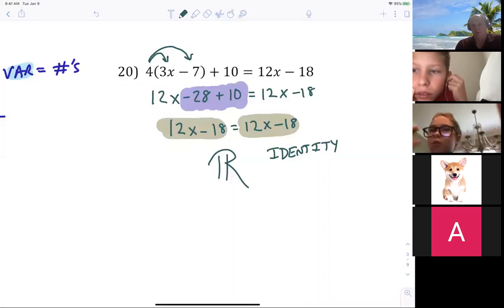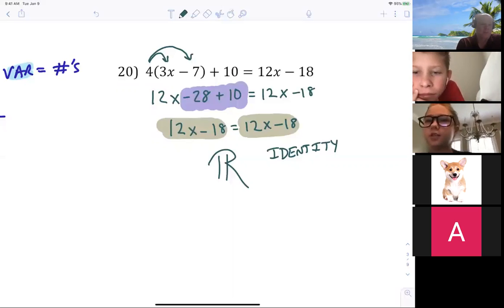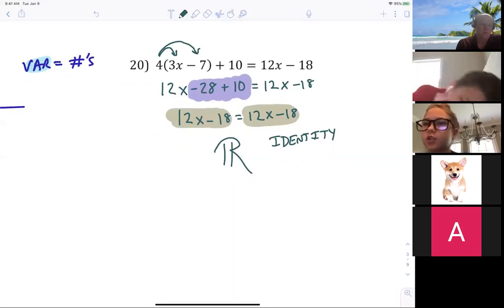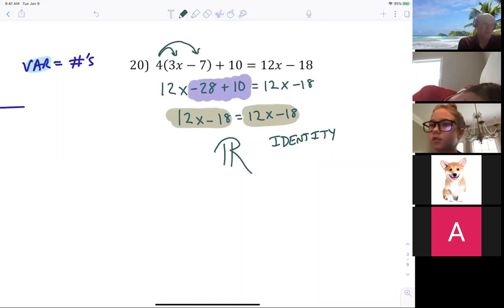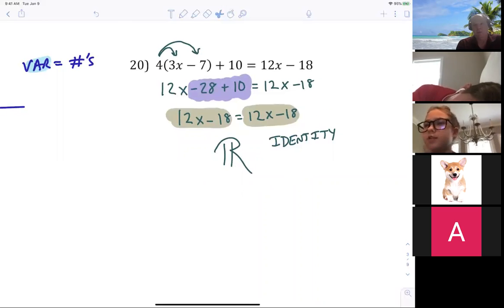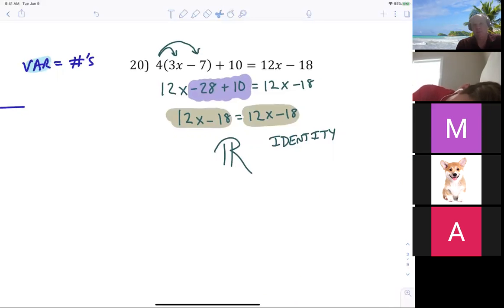I thought since there's parentheses around the 3x minus 7, which is now 12x minus 28, I thought you couldn't just do plus 10 without doing what's in the parentheses first. We did what was inside the parentheses first. Let me demonstrate that. Oh, we distributed. Yes, we distributed. Okay. All right, and then we combined the terms. All right. Anybody have any questions on number 20?